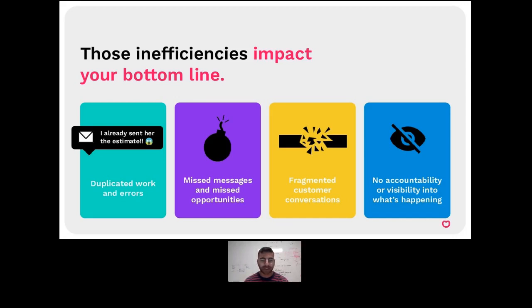And missed messages and missed opportunities. You're getting fragmented customer conversations, and there's no accountability or visibility into what's happening. And we'll go deeper into how tools like Front and some of the other solutions I'm going to talk about really help this. And I think it's hard to really understand until you see it.